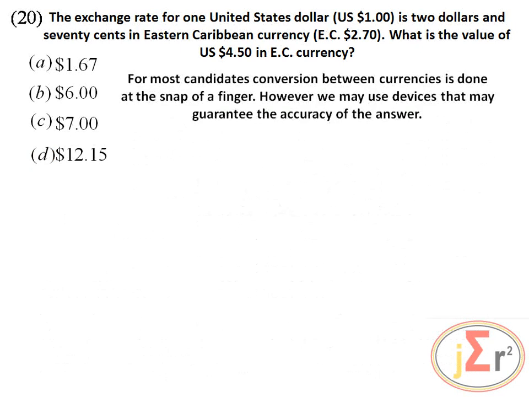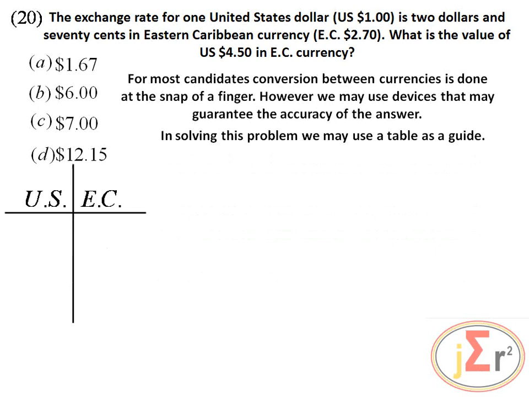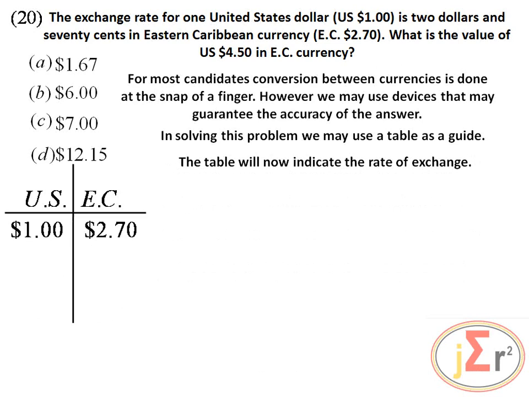Same problem, different treatment. For most candidates, conversion between currencies is done at the snap of a finger. However, we may use devices that may guarantee the accuracy of the answer. In solving this problem, we may use a table as a guide. There we have the table. The table will now indicate the rate of exchange. So the first thing that we place in the table is the rate of exchange. And we try to cause the table to be consistent throughout.